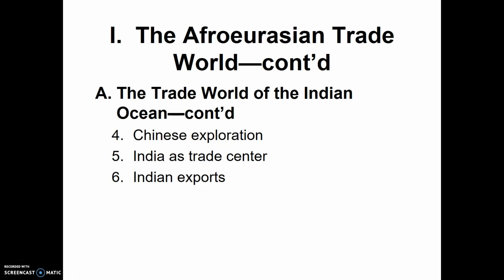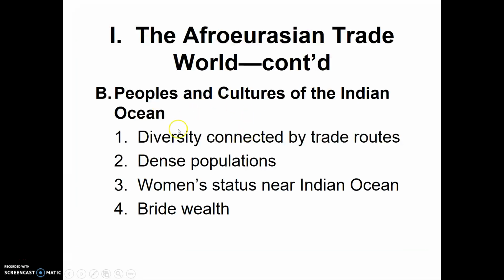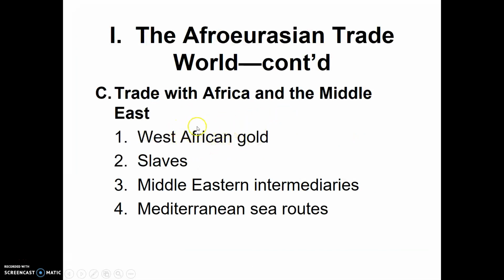It also talks a little bit about India as well. So you're getting an introduction to Indian Ocean trade and how eventually Europe's going to get involved in that as well. So you get a little bit of what culture is like in those areas. The next section deals a little bit with trade in Africa. So you're talking about Africa and about India and about China, and you talk about trade with Africa and the Middle East.